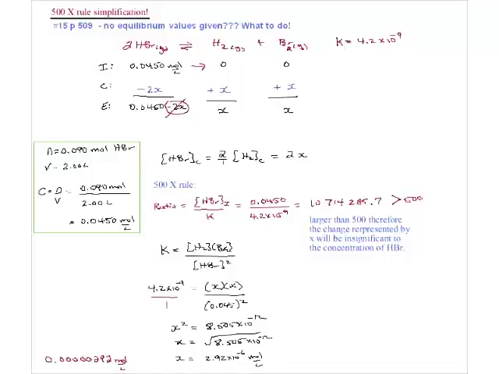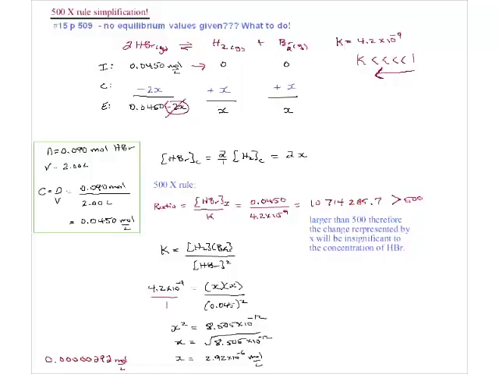Okay, does that make sense? Well, let's look at the value of K. K is 10 to the minus 9. K is so very, very tiny. K is much, much less than 1, which means the equilibrium lies way over to that side. It does not want to break down. Any breakdown represented by X is so very insignificant. It's not very much at all.